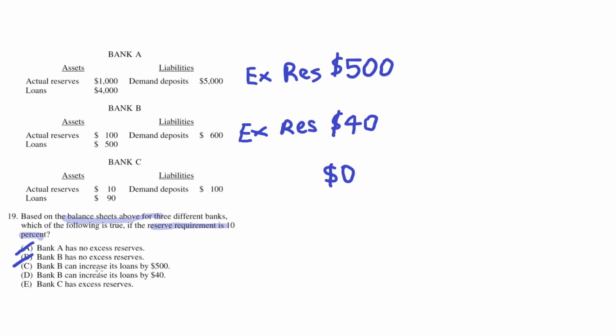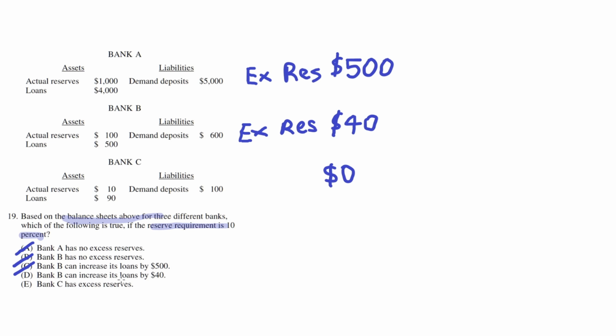C. Bank B can increase its loans by $500. This is incorrect because Bank A could do this, but not Bank B, because Bank B only has $40 in excess reserves, so they could increase their loans by $40, not by $500. So C is also incorrect.